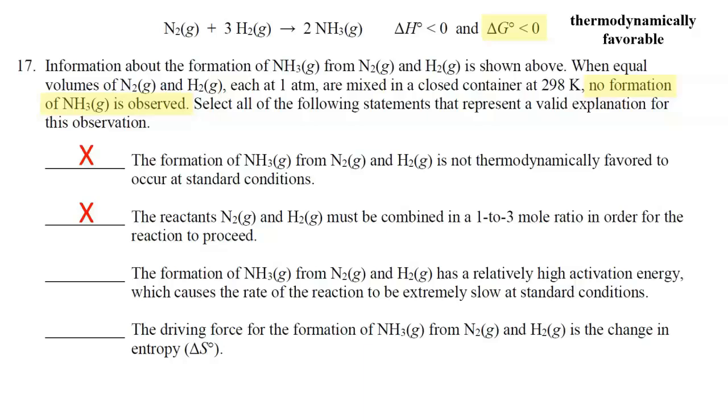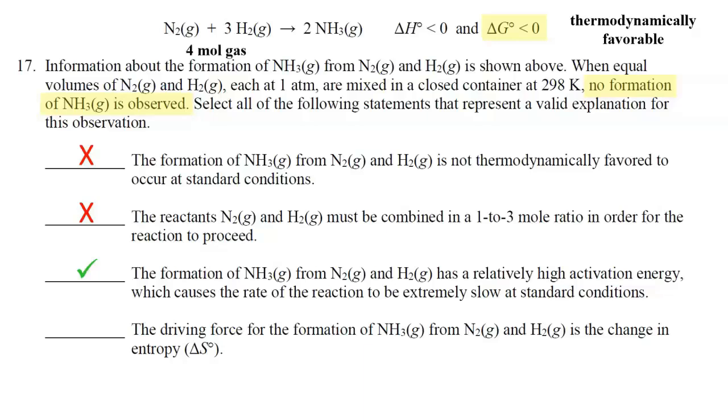So we're thinking that even though it's favored, if there's no NH3 observed, it is probably under kinetic control, in which there is a relatively high activation energy, and that causes the rate of this reaction to be extremely slow. So that's why no formation of ammonia is observed, because it's a very slow rate because of a rather high activation energy. The last statement says that the driving force is the change in entropy.